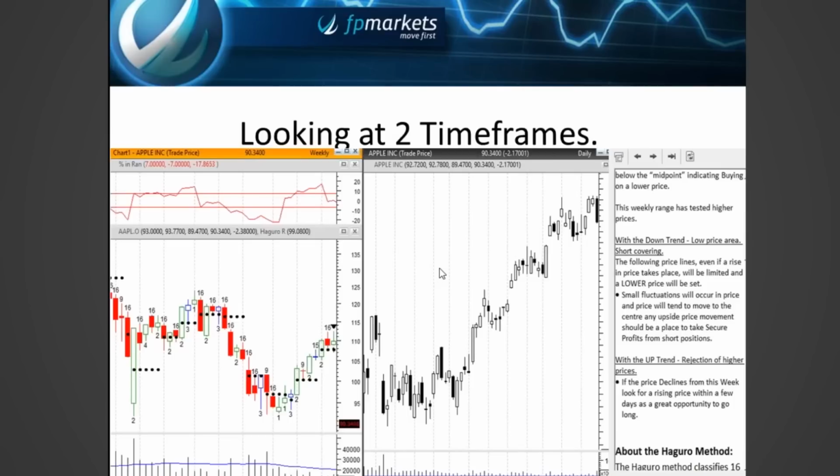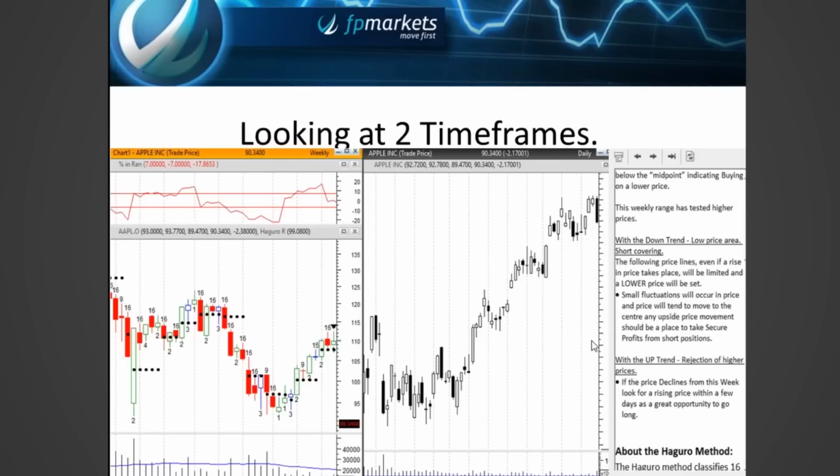The other concept here, and I'll go to some charts in just a minute, is Apple just this week. We can see as the markets were starting to fall away, there was this very large down period in here, which produced a pivot point, backed up by a number one candle, which says the following price lines, even if a rise takes place, will be limited and lower price will be set, small fluctuations will occur, and so on.